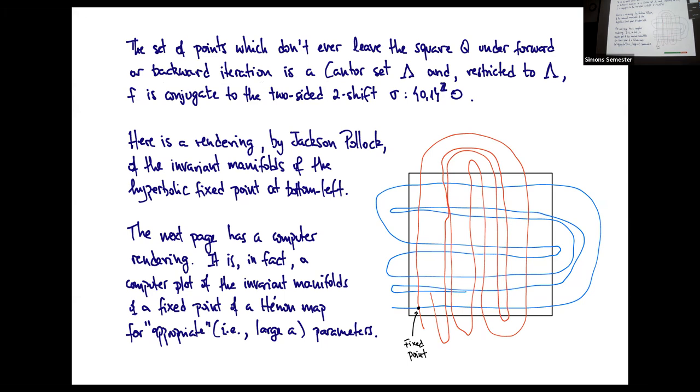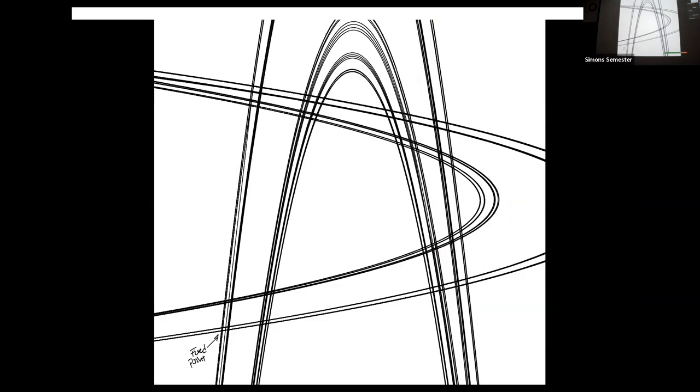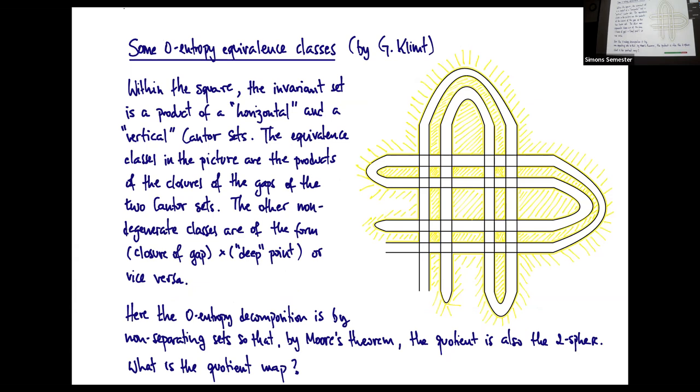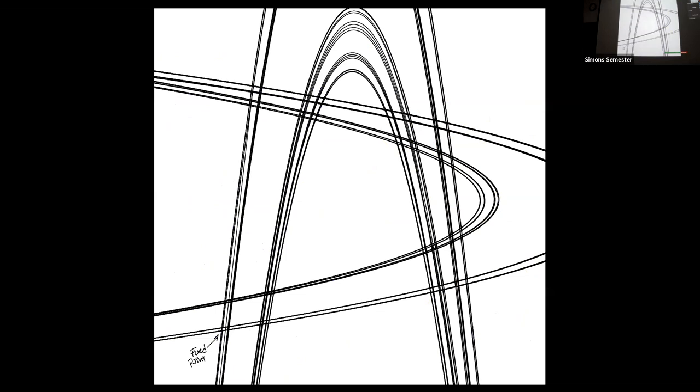Now the intersections of the red and blue are countable, but if you take the closure, that is a Cantor set. If you restrict attention to that Cantor set, that's an invariant Cantor set, and the dynamics is conjugate to the full two-sided two-shift, instead of the two-sided one-shift, which is not interesting, admittedly. Okay, so that's the horseshoe, and these are the equivalence classes of the zero entropy equivalence relation for the horseshoe.